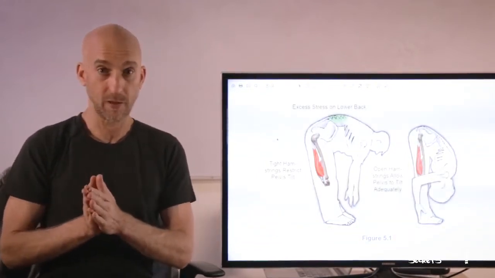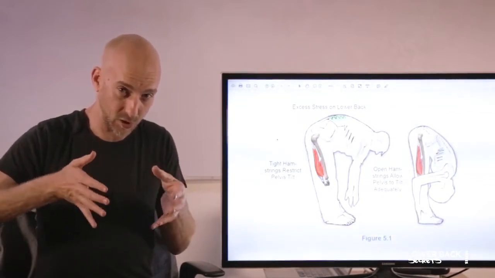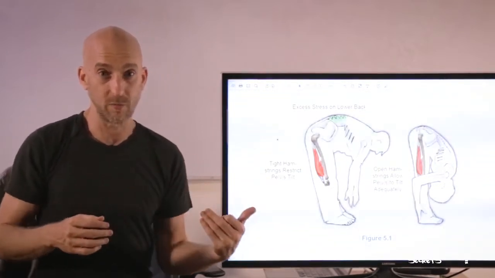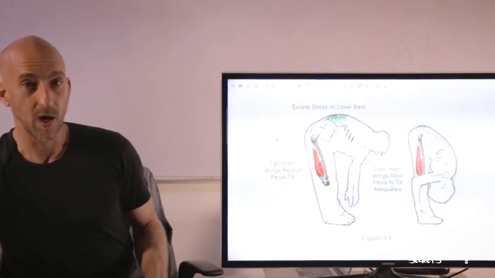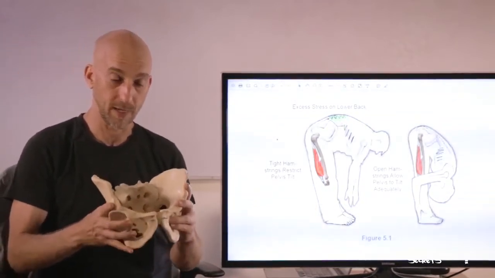Okay, so I'm going to take out our pelvis here. We're going to look at the pelvis, and then we're going to see how that relates to the picture, and then I'm going to demonstrate it and see if it all makes any sense. Okay, so we're going to be talking here about forward bending.